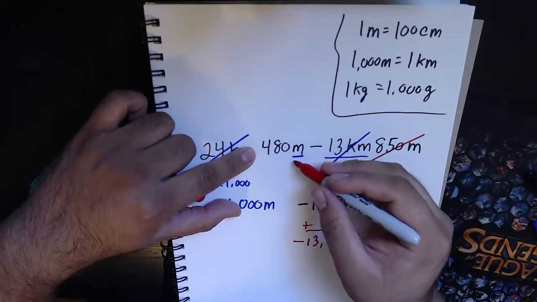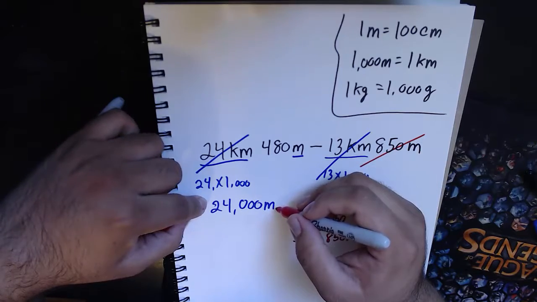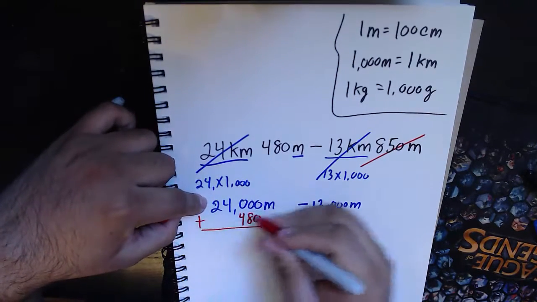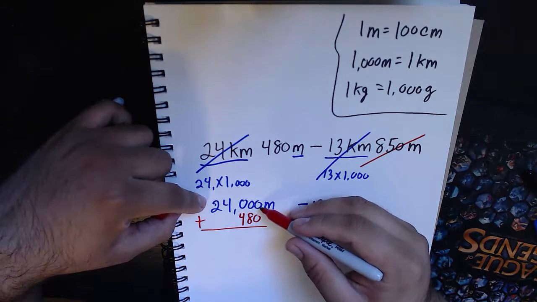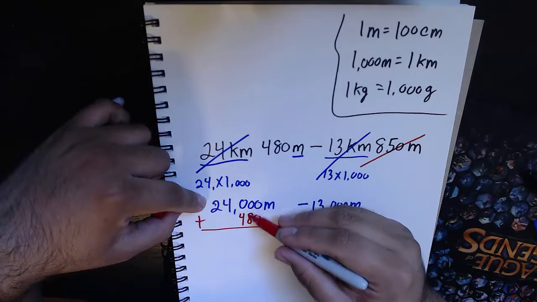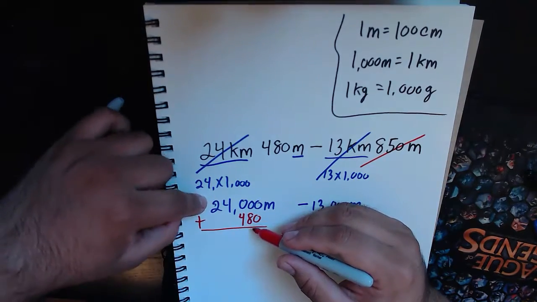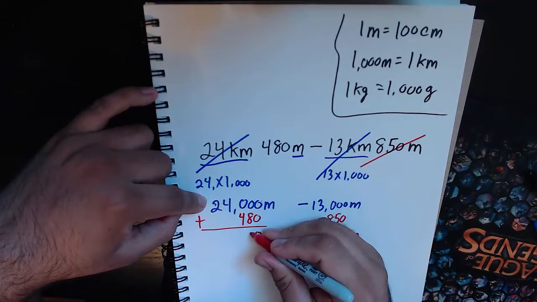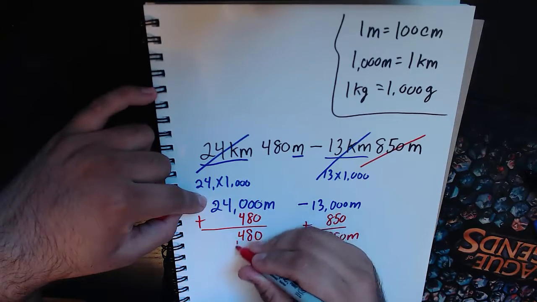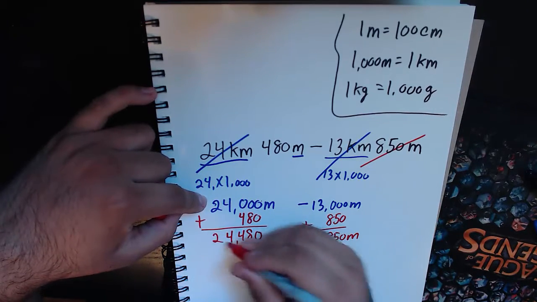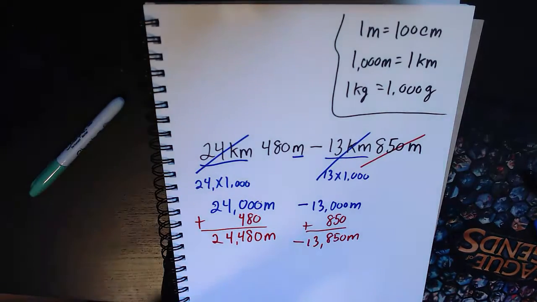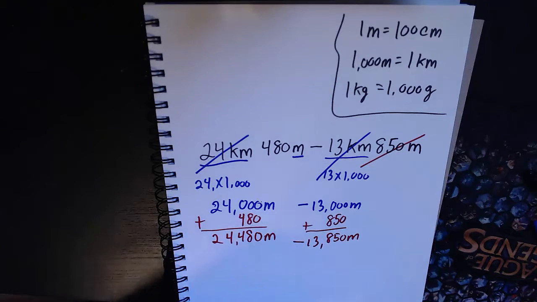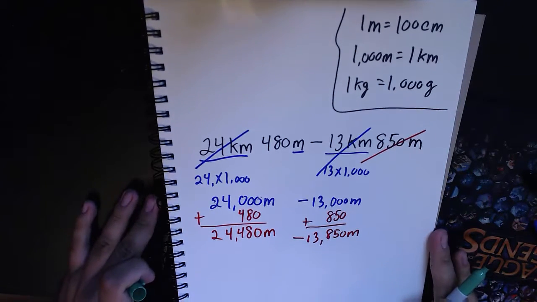Now I'm going to add my 480 meters to my 24,000 meters. So just write my 480 right here. Notice that I make sure to line up my ones, my tens, and my hundreds. So 0 plus 0, 0 plus 8, 0 plus 4, and then 4 and 2. And now my last step would be to subtract these two numbers, just like we've been doing in the past, using the standard algorithm.